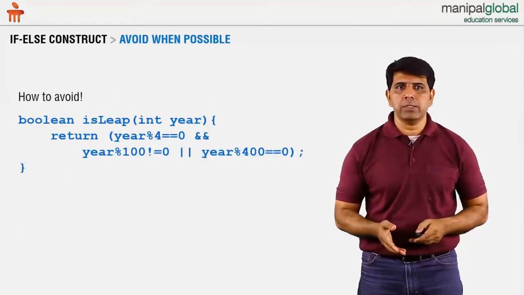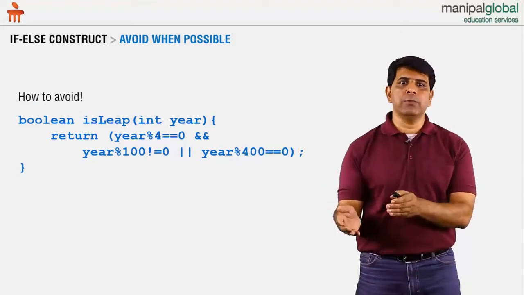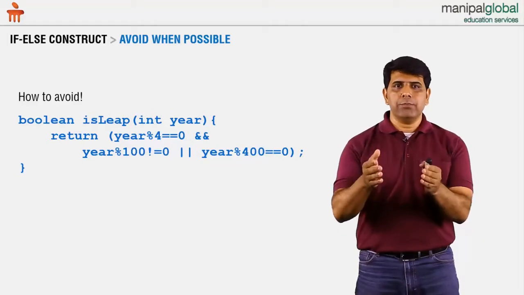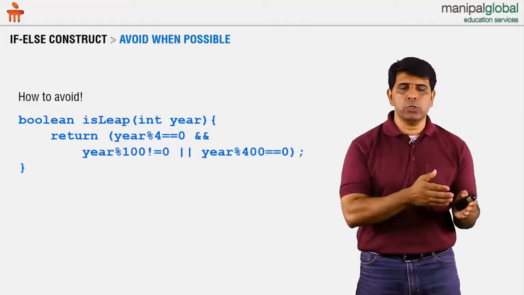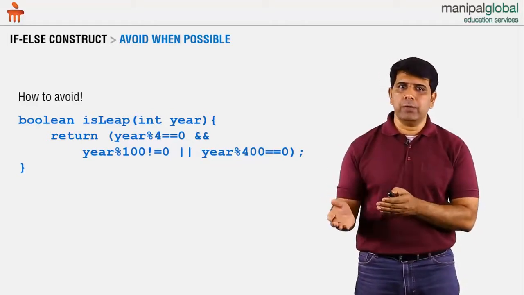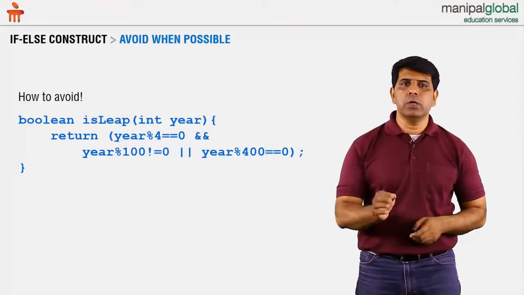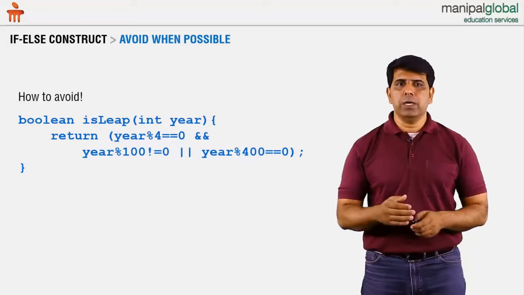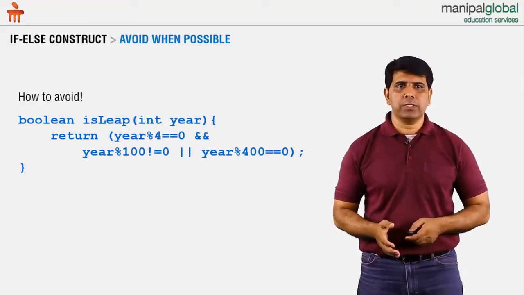Now how can I avoid this? We put the condition itself as a return statement, because earlier also we were doing the same thing. If the condition was true, we were returning true, and if the condition was false, we were returning false. Same here too. So wherever possible, avoid the use of if-else because it's an added process to the processor.